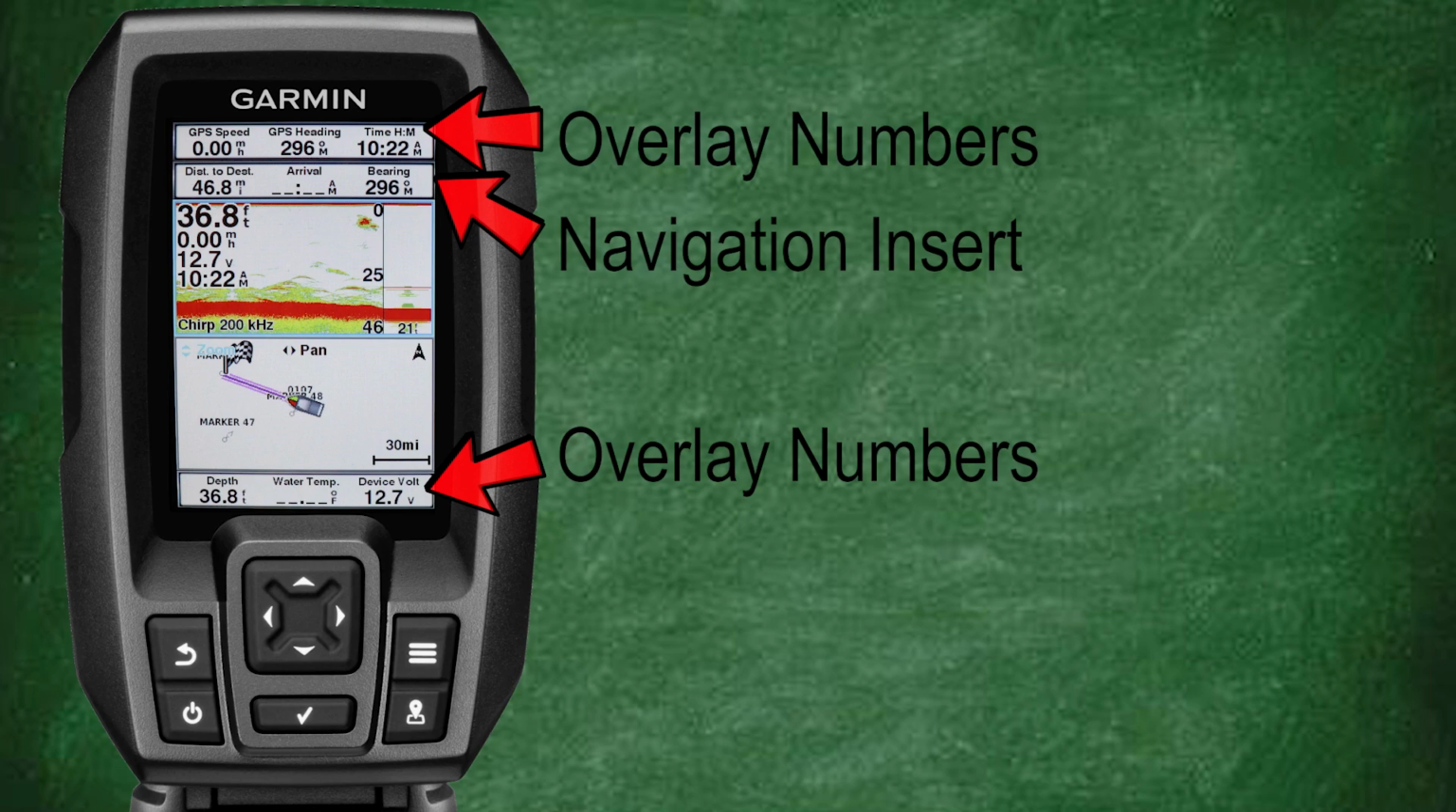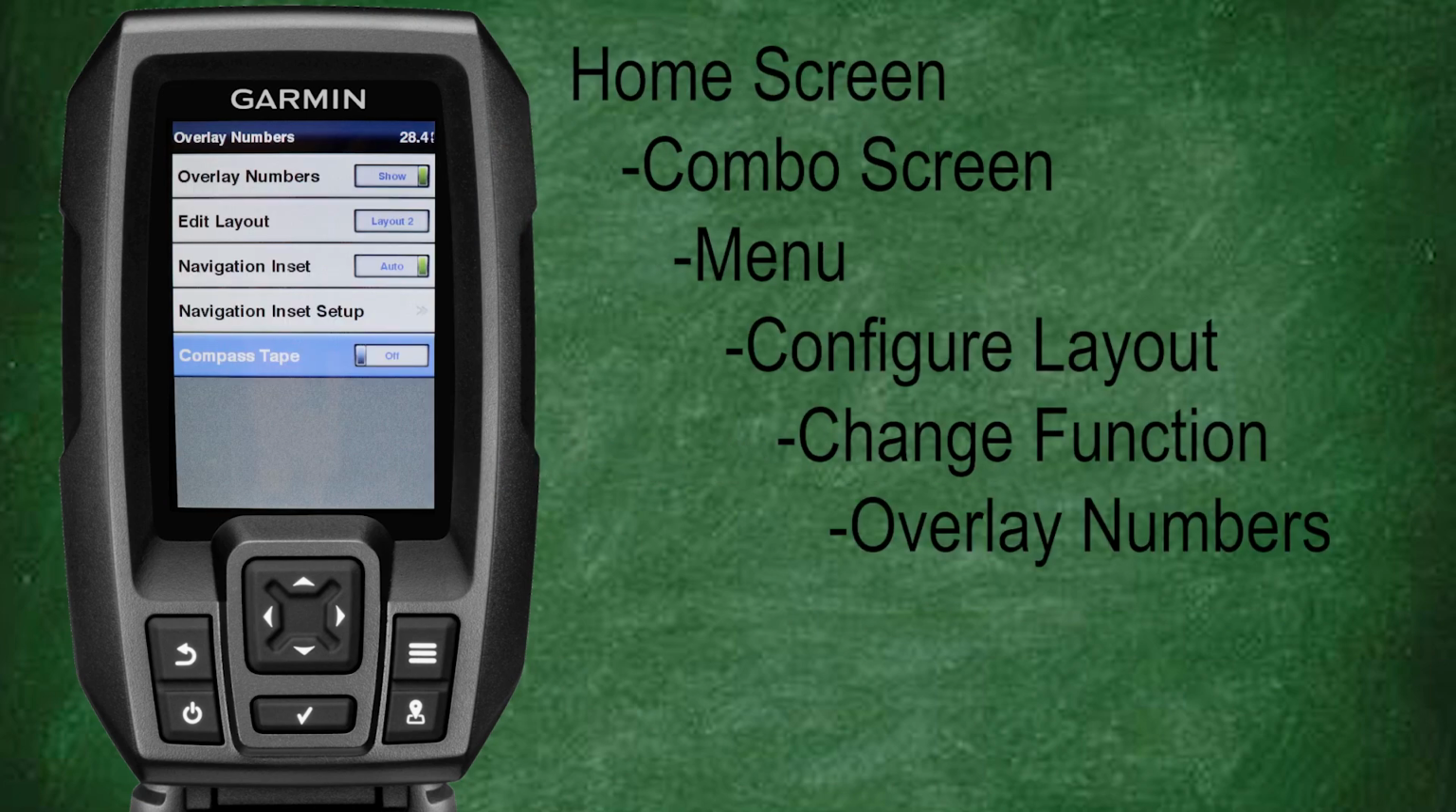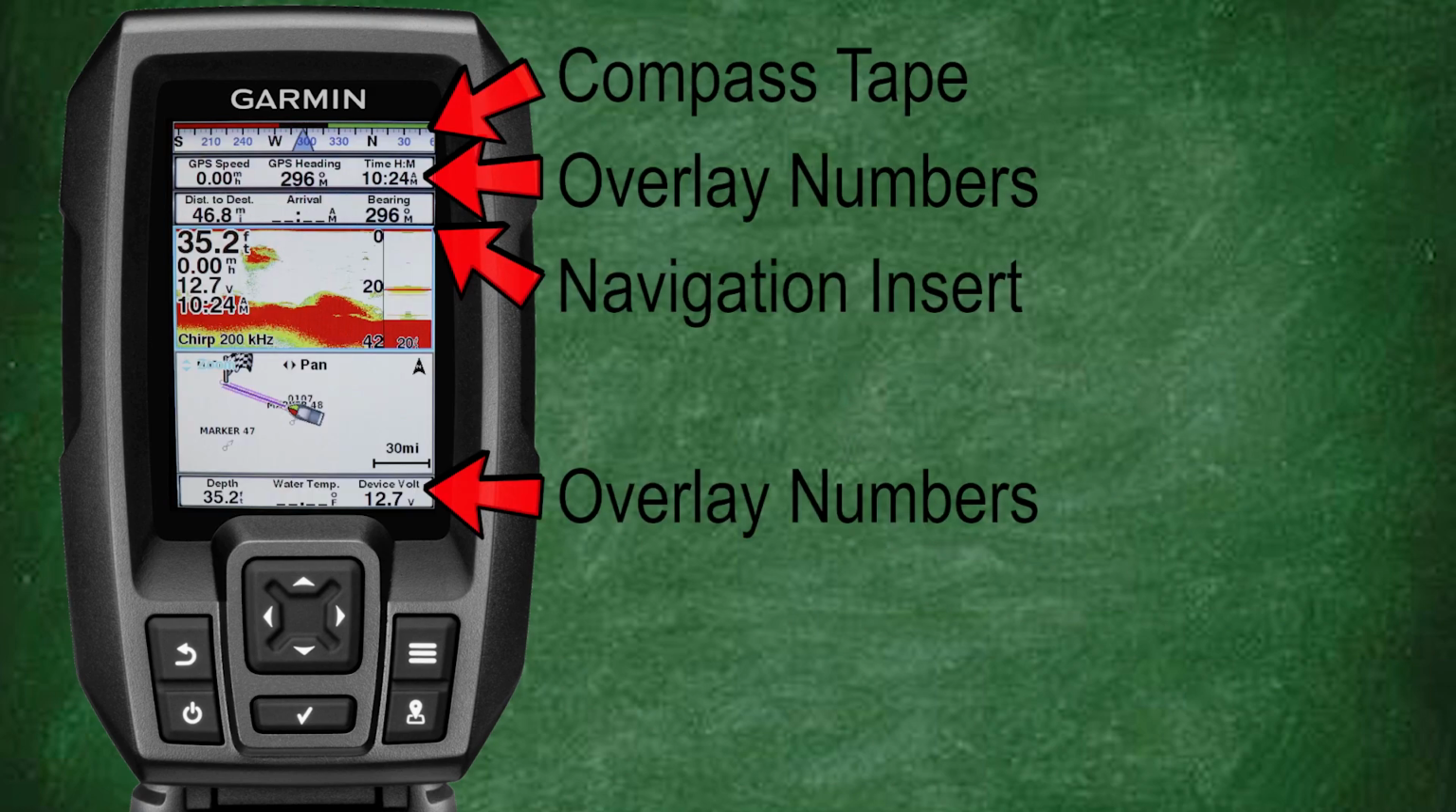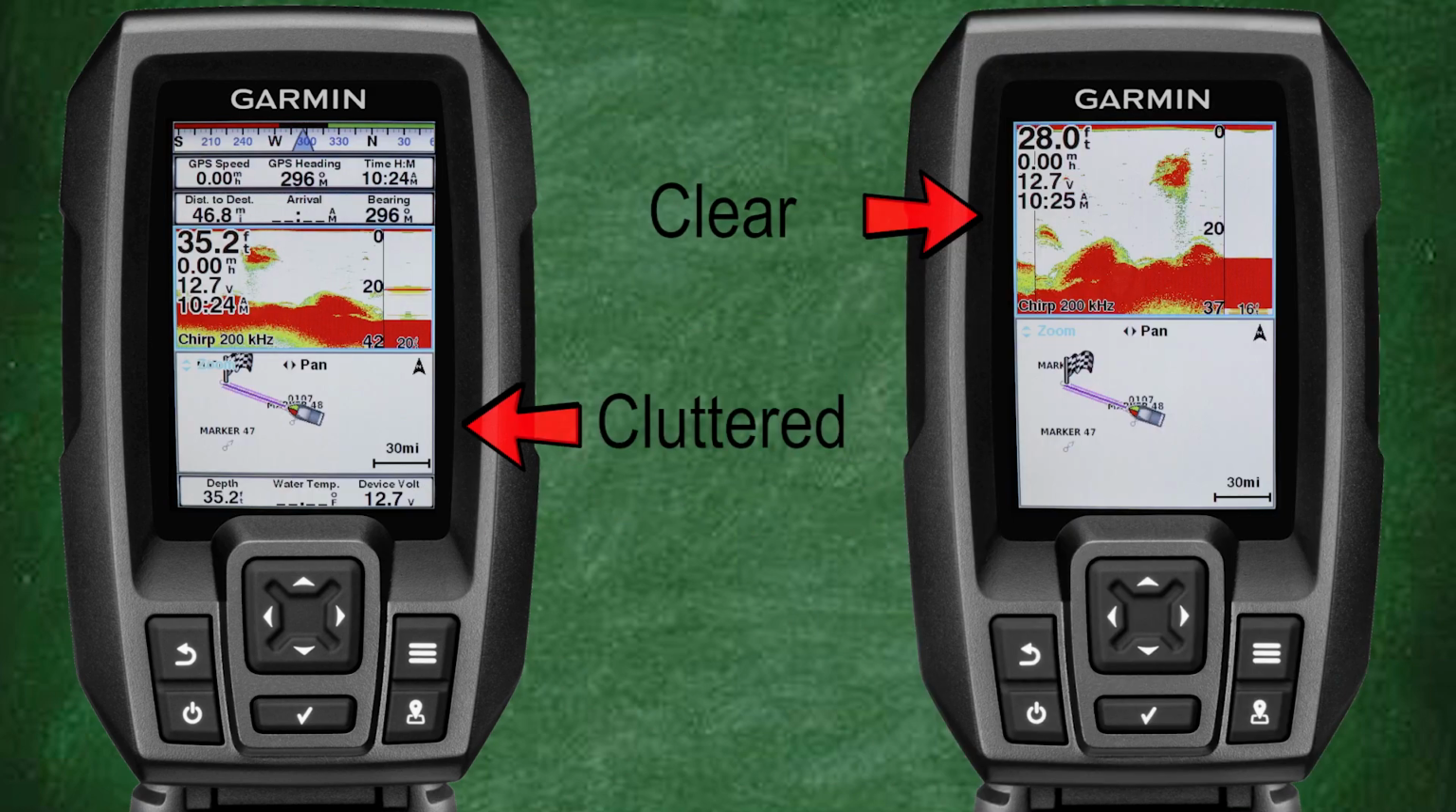Now if we look at our combo screen, we now have an additional piece of information in the form of a navigational bar. Now we're going to go one step further and also select the compass tape to on. And looking at our combo screen, we can now see the compass tape at the very top of the screen. Again, you can see why I keep the overlay numbers, navigation insert, and compass tape off on all my screens. They just take up too much screen real estate in my opinion.